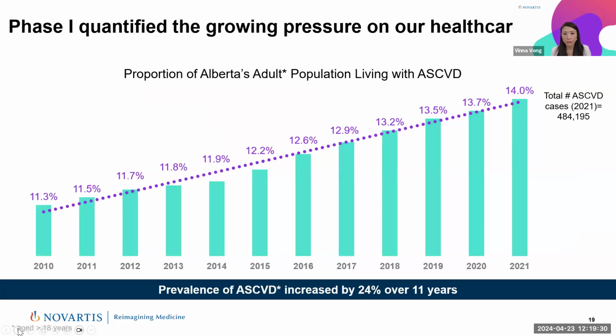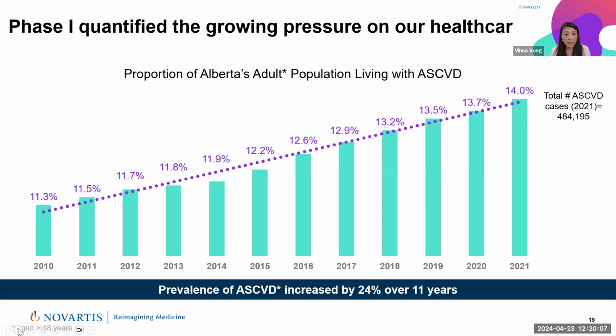So these are the results from phase 1. As you can see, the burden of ASCVD is growing. Over the past 11 years, the prevalence of ASCVD has grown by 24%. So when you think about hospital visits, surgeries, lost time at work and with the family, and the overall cost, these are all significant burdens and pressure to the system, to the patients, and to the citizens of Alberta, and they are only going to continue to increase, and that's going to make it unsustainable in the very near future.